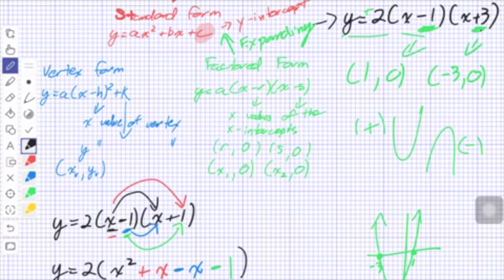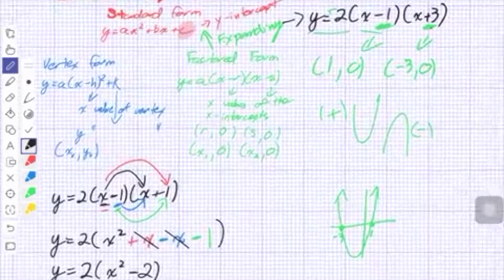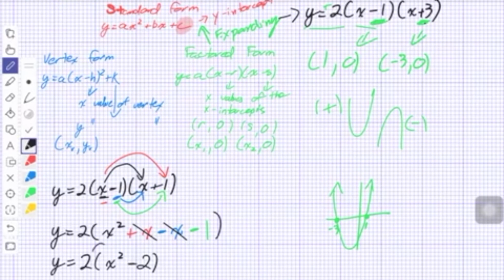What's neat about this one is the x values are going to cancel each other out. We have a positive and a negative, so they're going to create a 0, just like in the game, that little green one. They're gone. And we're left with y is equal to 2(x squared minus 1). But I still have to distribute. Shrink this a little more. And this 2 has to be distributed to everything. So the standard form becomes 2.